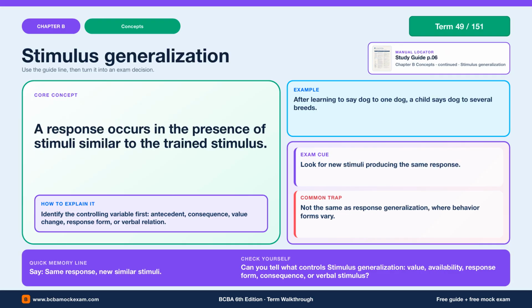Stimulus generalization. Stimulus generalization means the same response occurs in the presence of similar stimuli. For example, a child learns to say dog for the family dog, then also says dog when seeing other dogs. The exam cue is the same response spreading across similar stimuli. The trap is confusing it with response generalization. Stimulus generalization changes the stimuli. Response generalization changes the responses. Memory line. Same response, new similar stimuli.